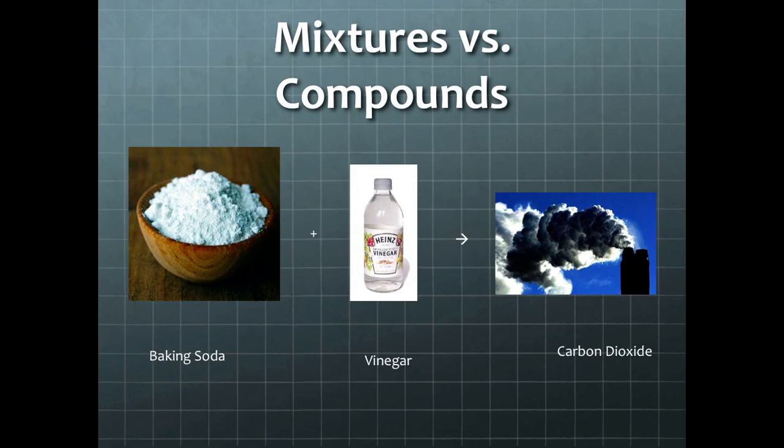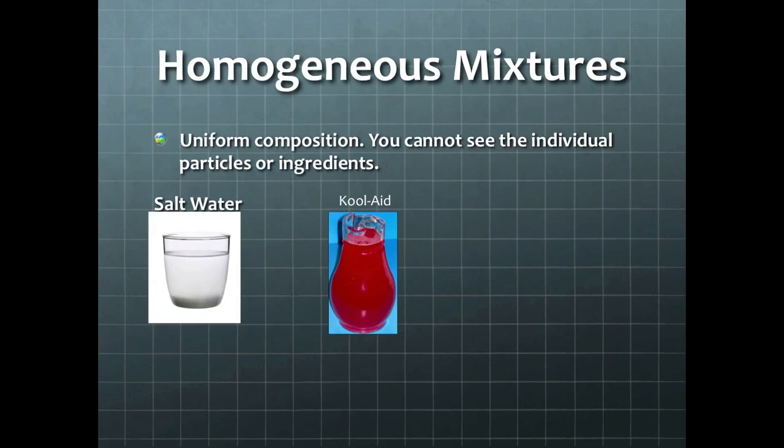But if I were to react baking soda and vinegar together, I'm going to get something totally different. I'm going to get carbon dioxide gas. That's what's in the bubbles that are formed. And carbon dioxide is a compound. It has properties totally different than the baking soda or the vinegar that made it up.